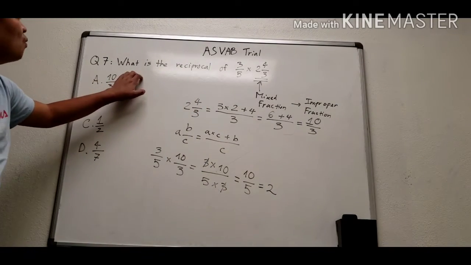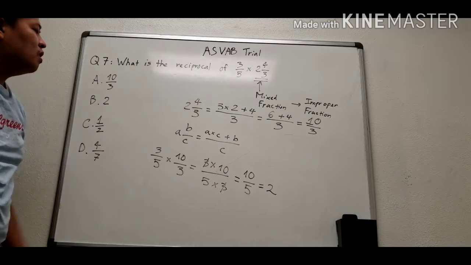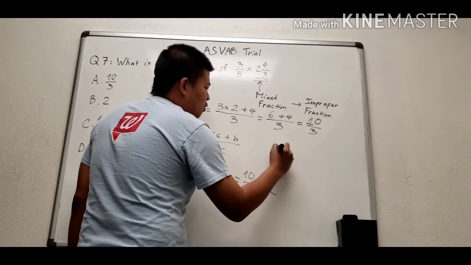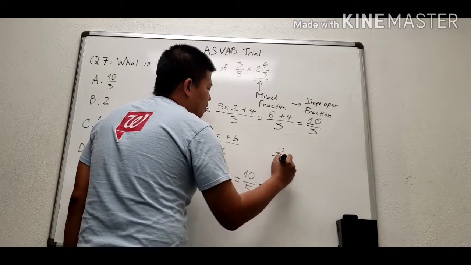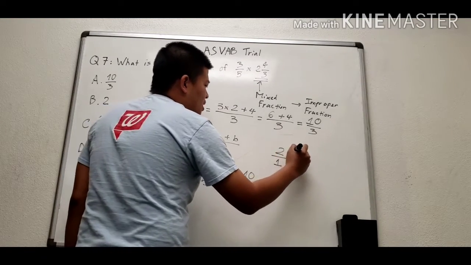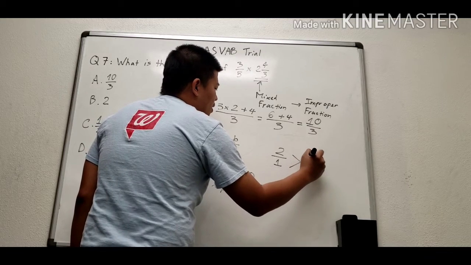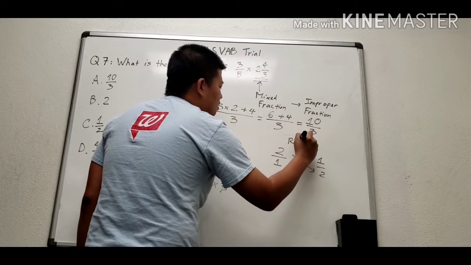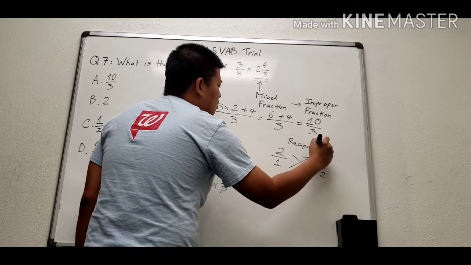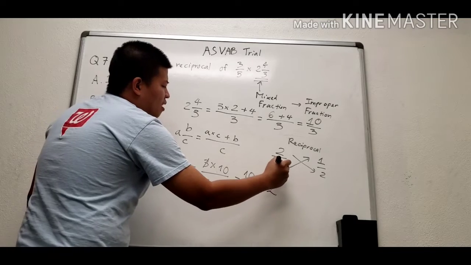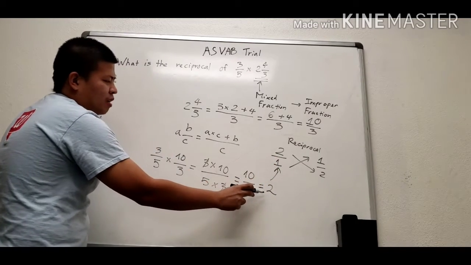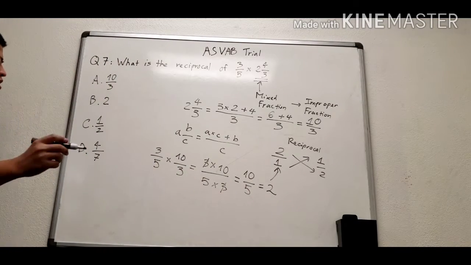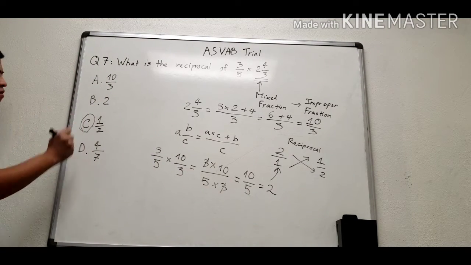The question asks, what is the reciprocal of 2? We know that 2 is 2 divided by 1. For a reciprocal, we flip the two numbers. Because 2 divided by 1 is still 2, we flip 1 and 2, and the answer to the question is C.